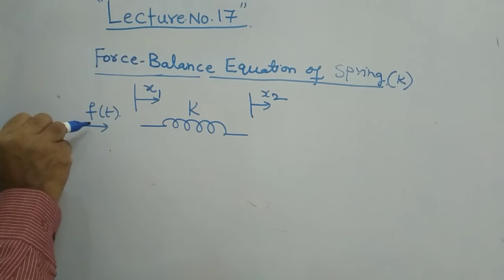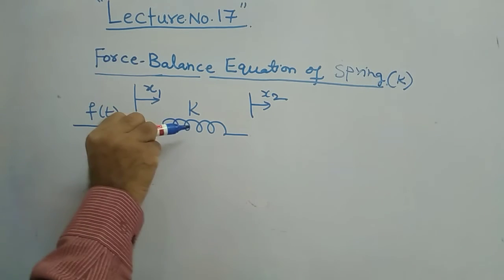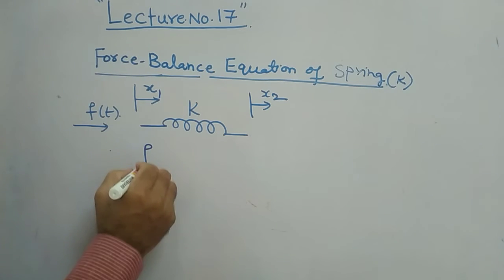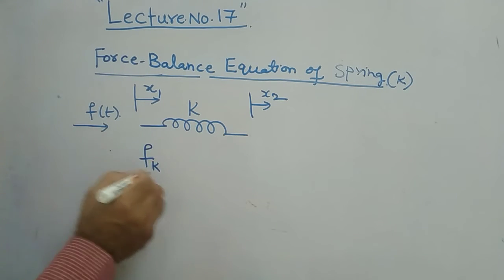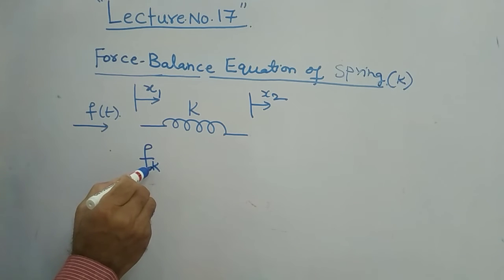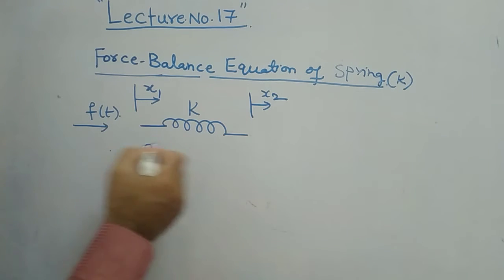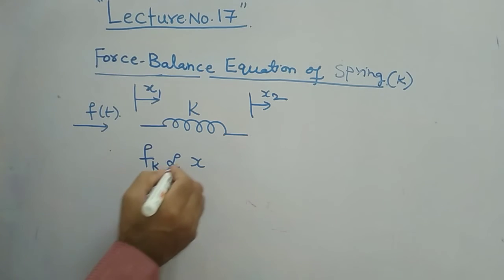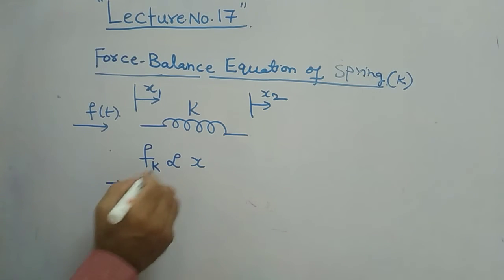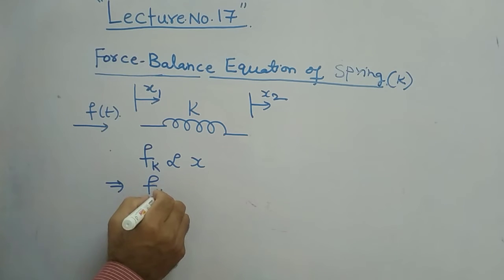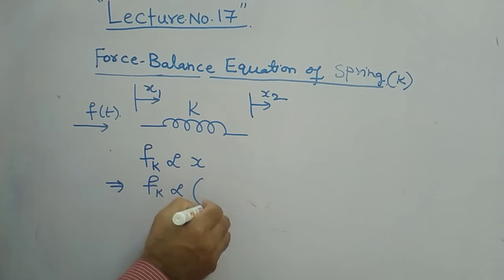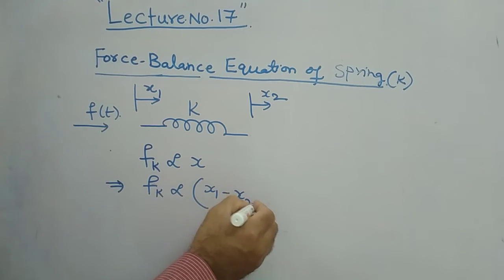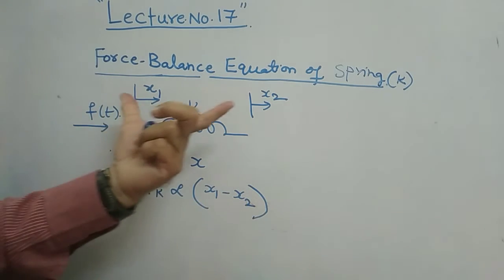So for the application of this f of t, the spring offers an opposite force. We have seen that fk, the force offered by the spring or opposition force, is proportional to the displacement x. Here x is nothing but the difference of the displacements, x1 minus x2. You have to consider this for this case.